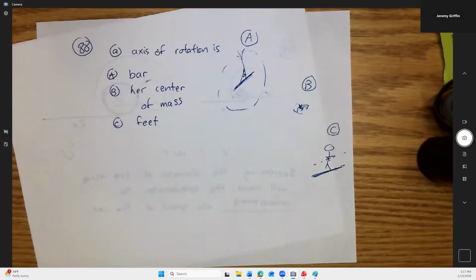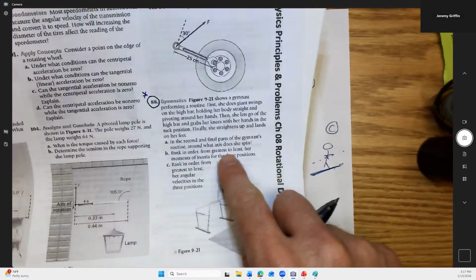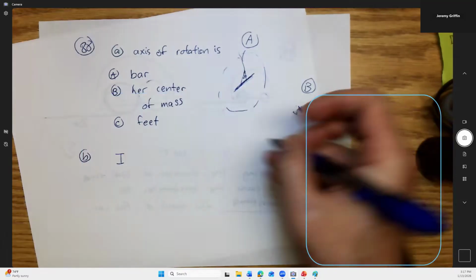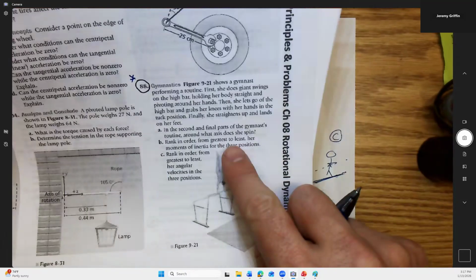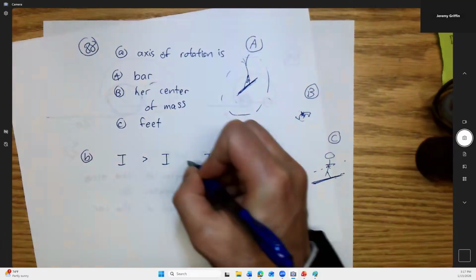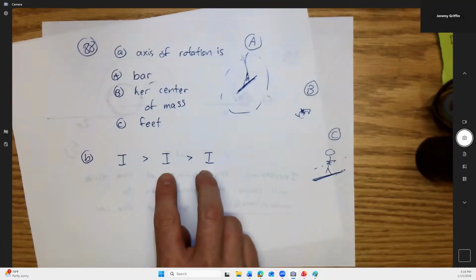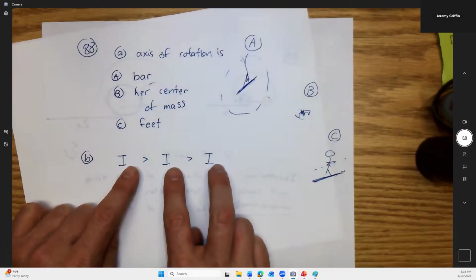Was that the next question? Question B is ranking her moments of inertia. So I'll have I sub A, I sub B, and I sub C. It says rank greatest to least. So let me have these inequalities: something greater than something greater than something, but I need some subscripts. I think I accidentally just gave this away, but let's see if you can figure this out, or if you were listening, one or the other.